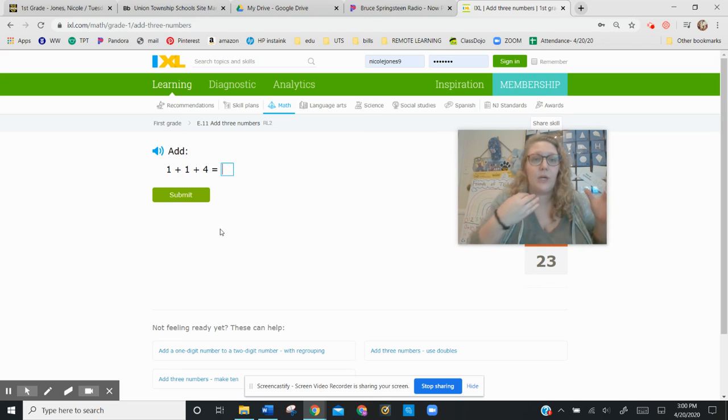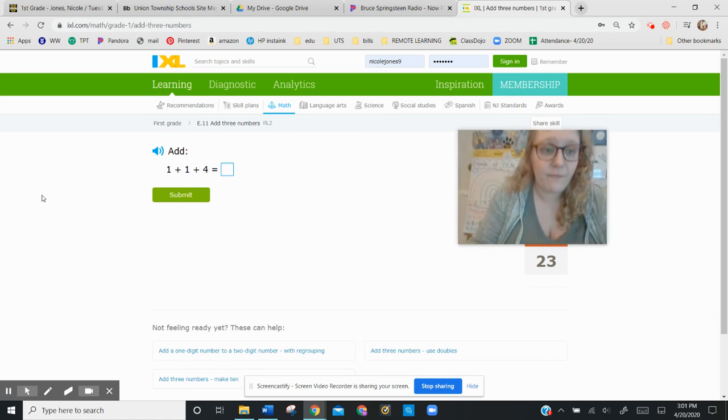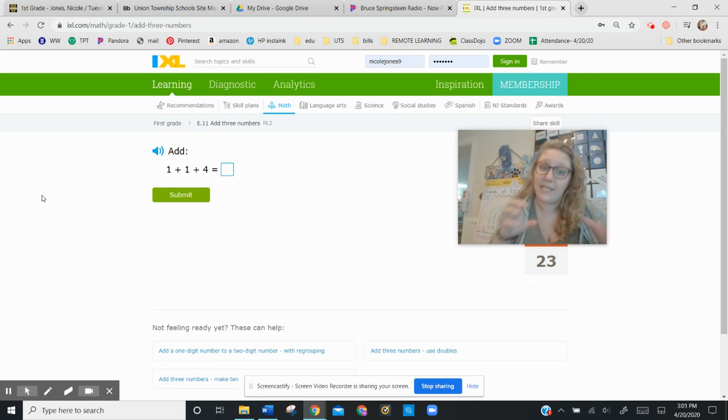So if the strategy that we learned on Monday, which was trying to find those easier numbers like zeros and ones to add first, maybe the double strategy will help better with you, or our other strategy, which we're going to be learning on Wednesday. And that's making friends of 10. So I have my chart out. I'm going to be talking about that on Wednesday. Just finding ways to make 10.